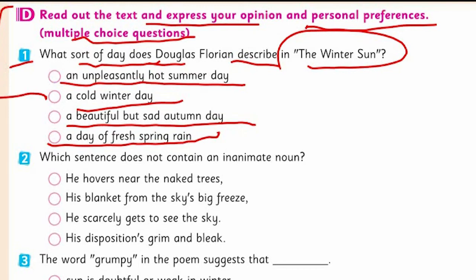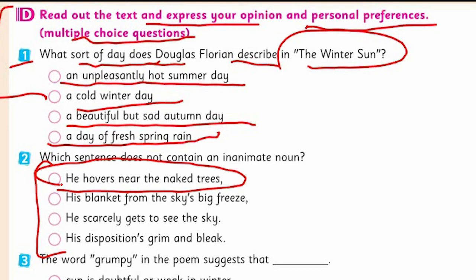Look at the second one. Which sentence does not contain an inanimate noun? Inanimate noun means non-living thing. अब आपने इसमें बताना है कि इसमें से कौन सा सेंटेंस है जिसमें नॉन लिविंग थिंग नहीं है, सारी लिविंग थिंग्स हैं. He hovers near the naked trees. His blanket from the sky's big freeze. He scarcely gets to see the sky. His disposition grim and bleak. Yes, tree here is not an inanimate object. It's an animate object here.